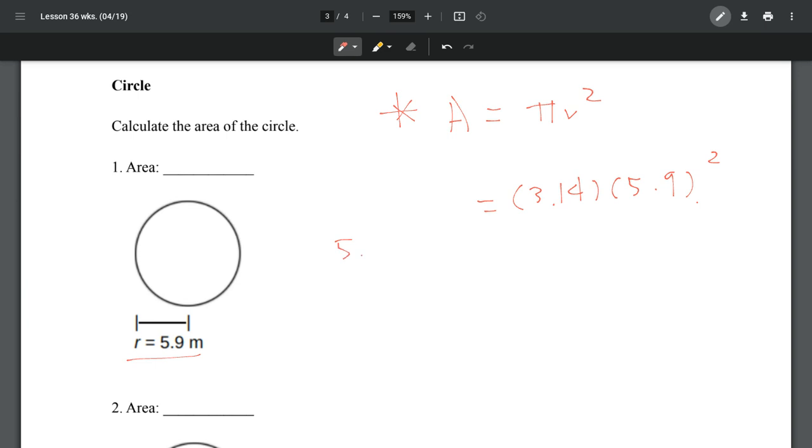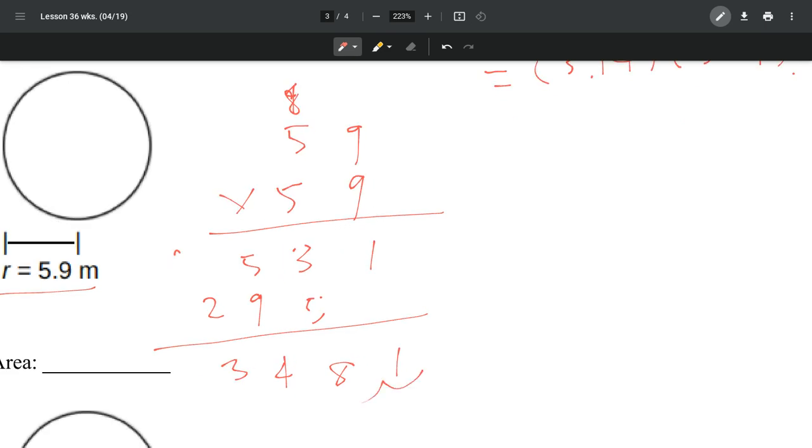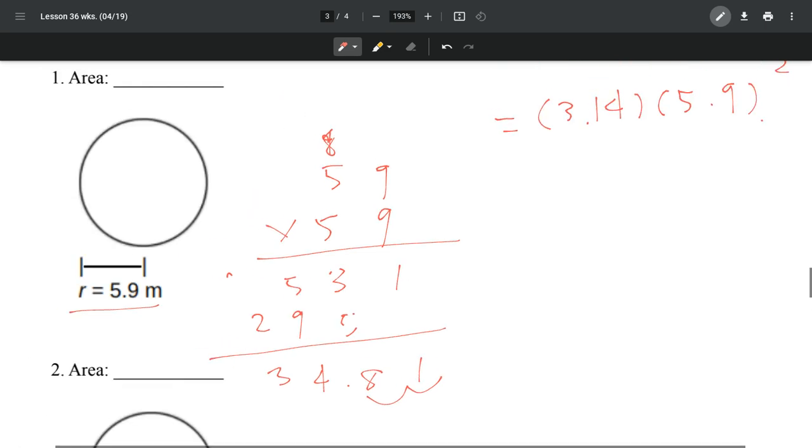And so we first do 5.9 times 5.9. And again, we're going to make that a whole number, so we're going to get rid of the decimal for now. And we multiply them. So 81, 3, 1.8. Okay, and then we're going to move the decimal point back. So it's 34.81.